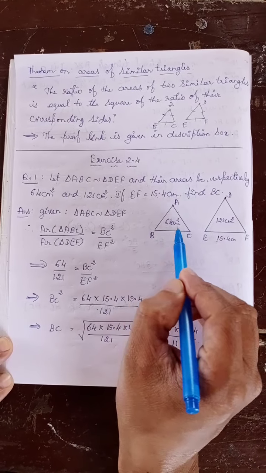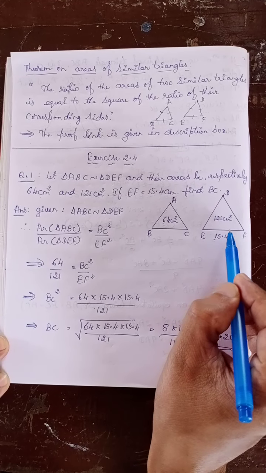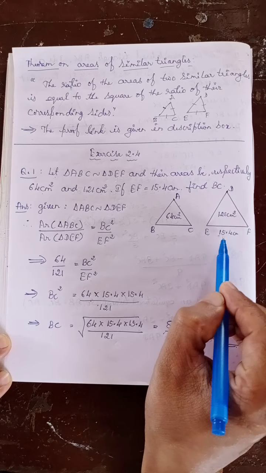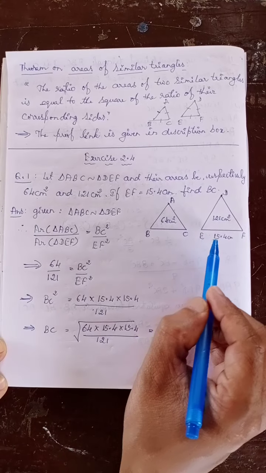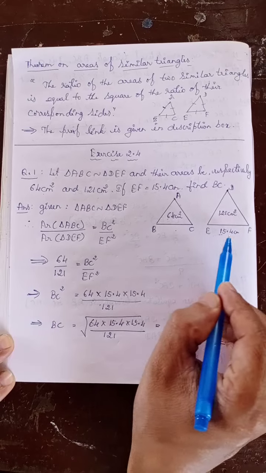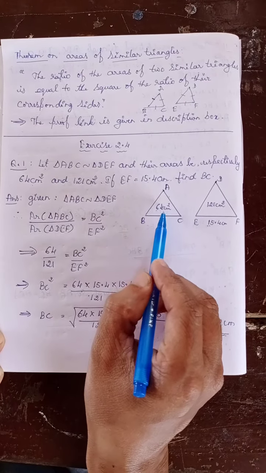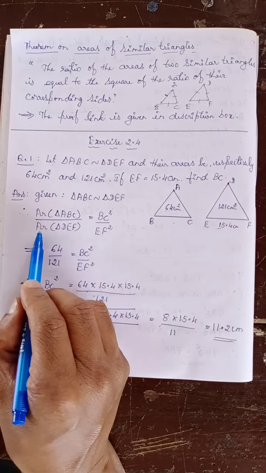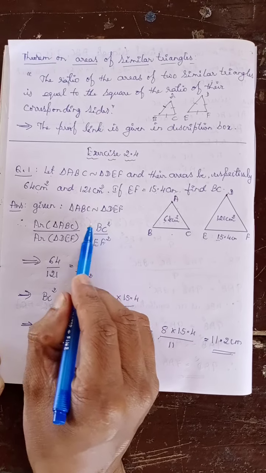Also given, the area of triangle ABC is 64 cm square and the area of triangle DEF is equal to 121 cm square, and the length of one side is given as 15.4 centimeter. Now by using this we have to find the length of the corresponding side of EF, that is BC. So given here, triangle ABC is similar to triangle DEF. Area of triangle ABC divided by area of triangle DEF is equal to BC square by EF square, by the theorem.